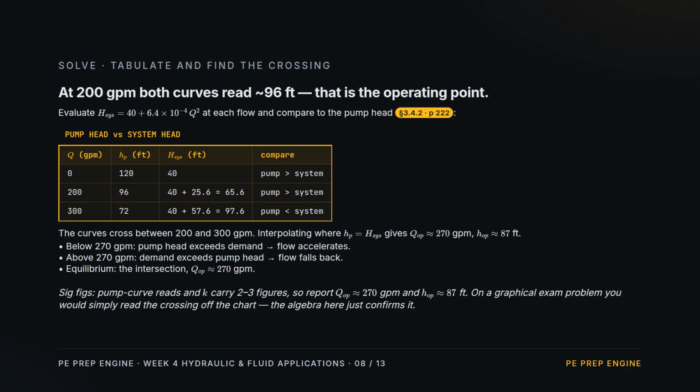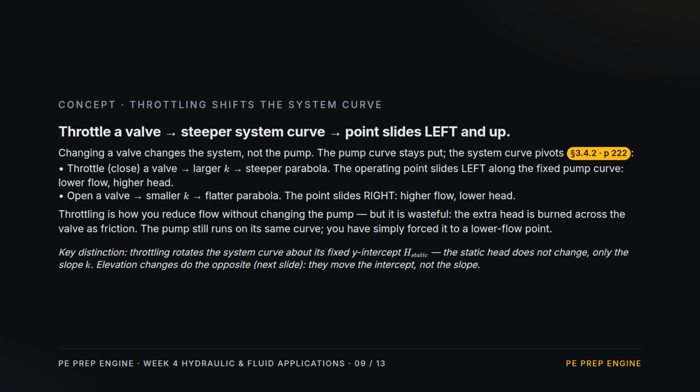It's stable. Below that, flow climbs. Above it, flow falls back. On a graphical problem, you just read this crossing off the chart. Now the payoff. What happens when the system changes?